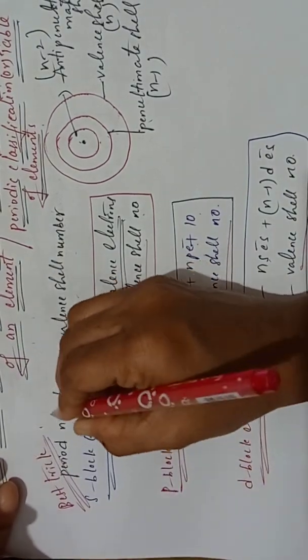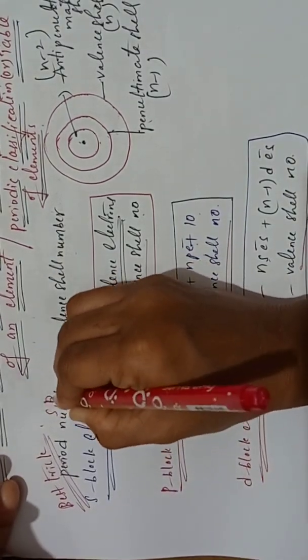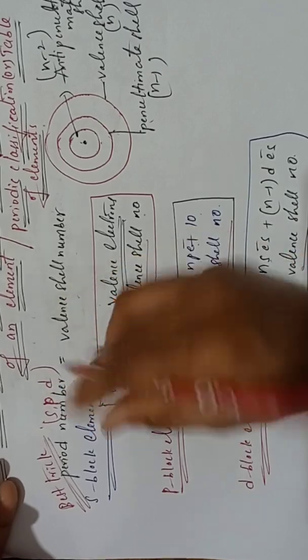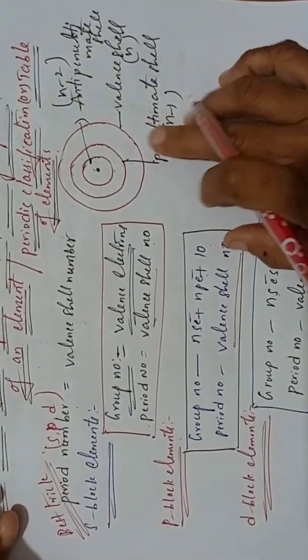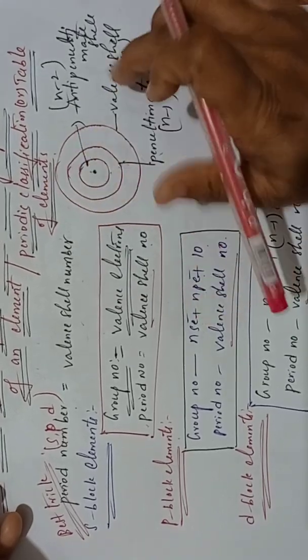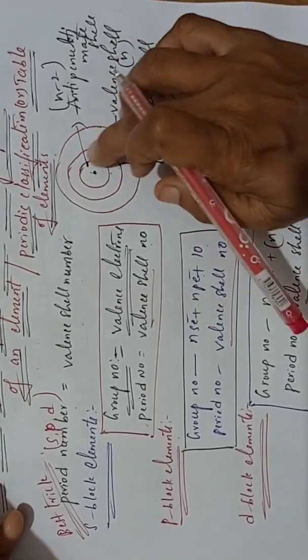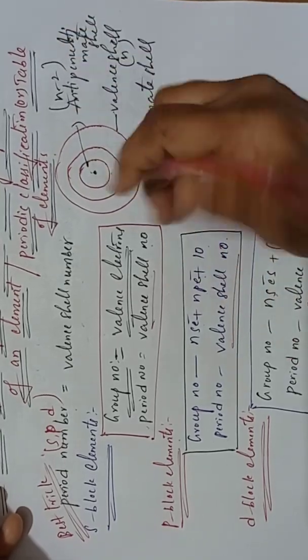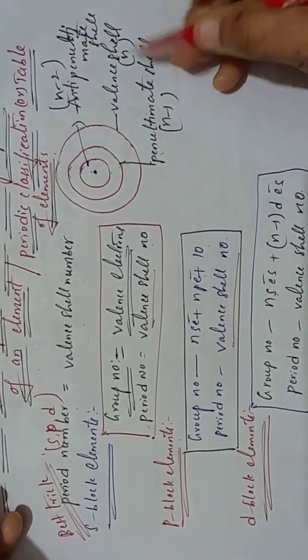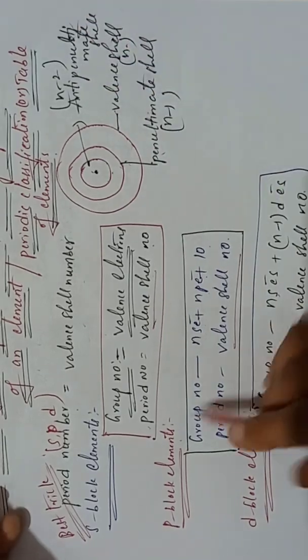This period number is equal to the valence shell number for S block, P block and D block. Clear? This is the valence shell, the last shell of an atom. The shell just before it is called penultimate, and this shell is called anti-penultimate: n minus 1, n minus 2. So this is the formula.